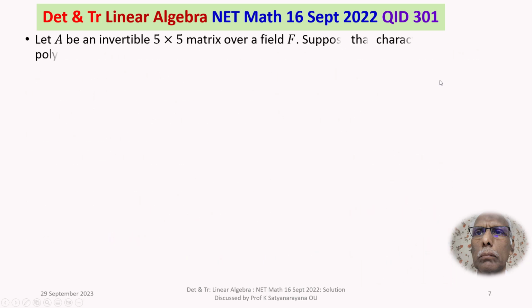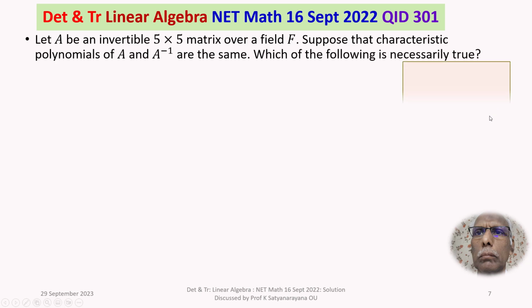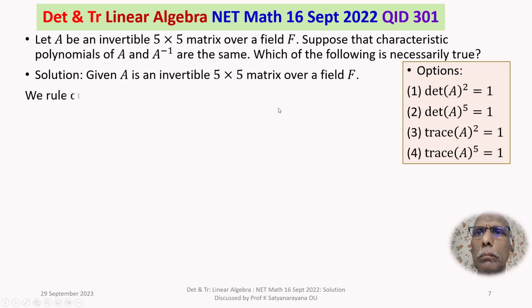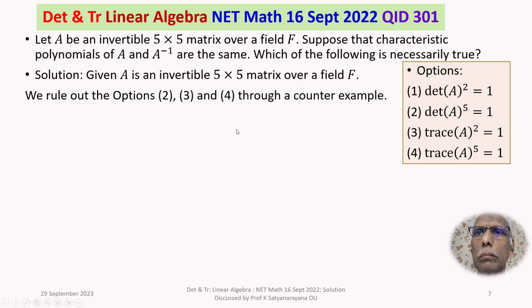Now the given question is here, the options are here, and we have A is an invertible 5 by 5 matrix over a field F. Now here we rule out options 2, 3, 4 through a counterexample. So what's that example? Let A be equal to minus I5, that is, 5 by 5 identity matrix with a minus sign. That is the 5 by 5 matrix where along the main diagonal you have minus 1, minus 1, minus 1, and elsewhere it is 0.